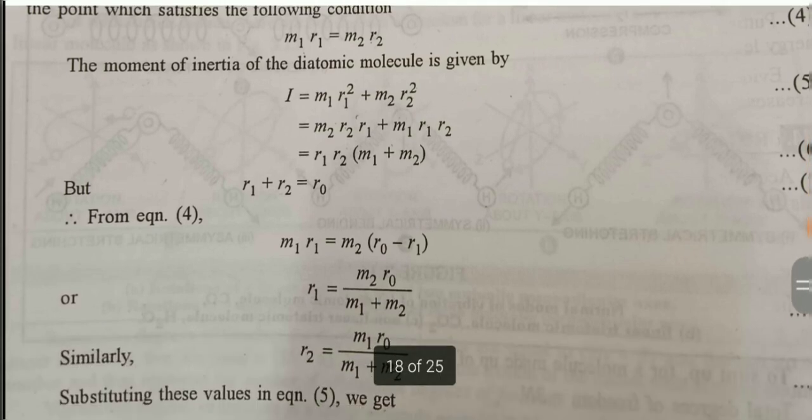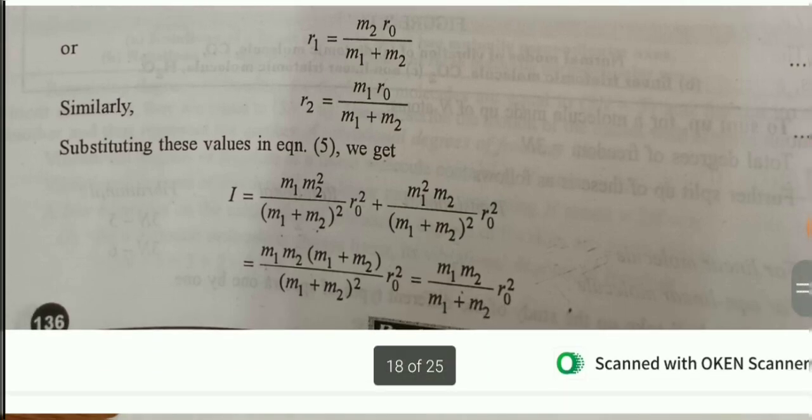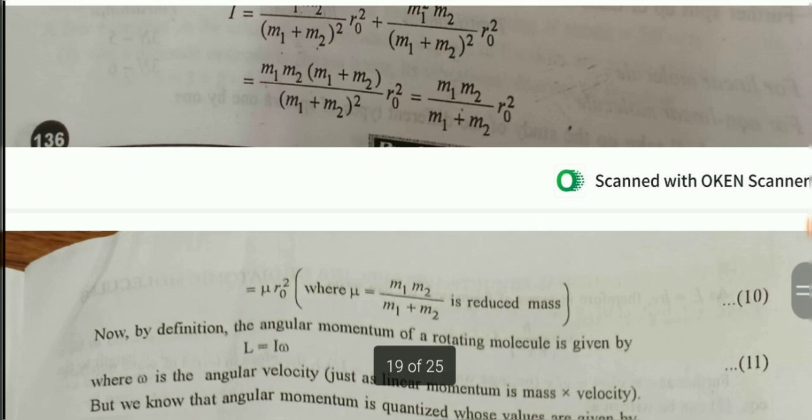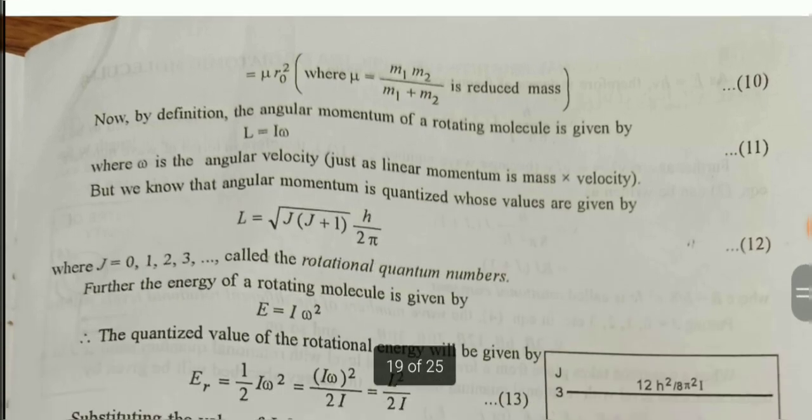Therefore, from equation 4, M1 R1 is equal to M2 into R0 minus R1, or R1 is equal to M2 R0 upon M1 plus M2. Similarly, R2 is equal to M1 R0 upon M1 plus M2. Substituting these values in equation 5, we get I equals M1 M2 square upon M1 plus M2 whole square into R0 square plus M1 square M2 upon M1 plus M2 whole square into R0 square, which is equal to M1 M2 into M1 plus M2 upon M1 plus M2 whole square into R0 square, which is equal to M1 M2 upon M1 plus M2 into R0 square, which is equal to mu R0 square.